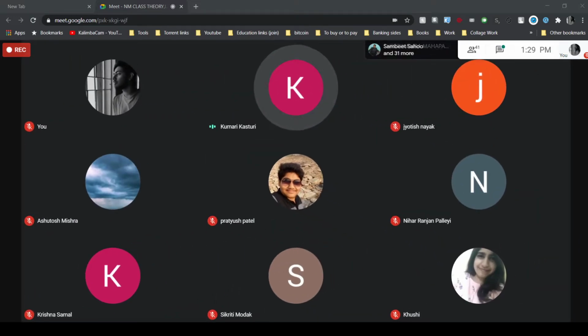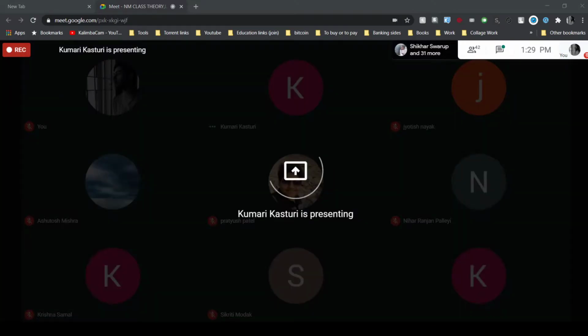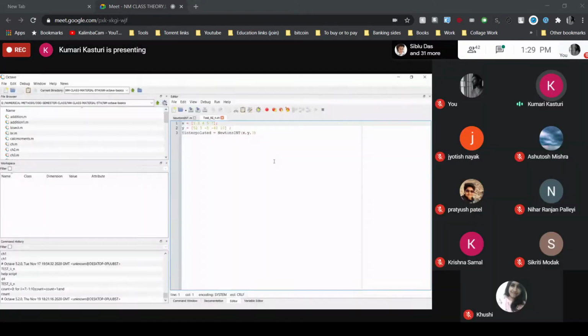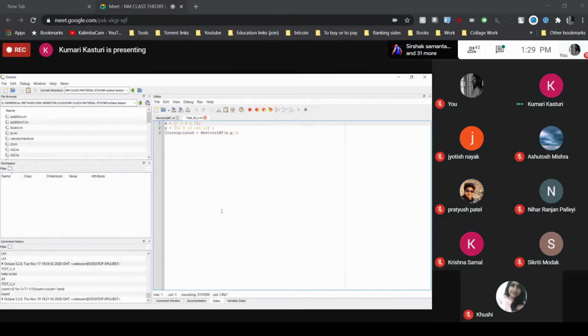Please try to understand because I am just showing you the code, because the code is a little bit difficult to implement as compared to Lagrange. It is difficult as compared to Lagrange. Is my Octave file visible to you? Yes, ma'am. Okay. Just see here.